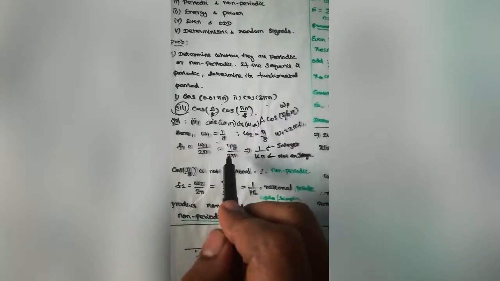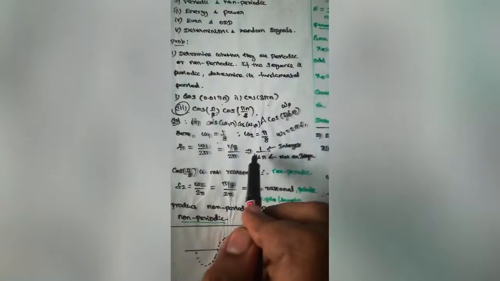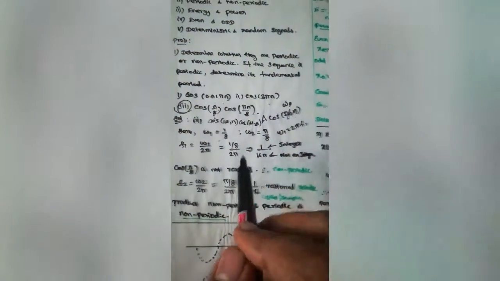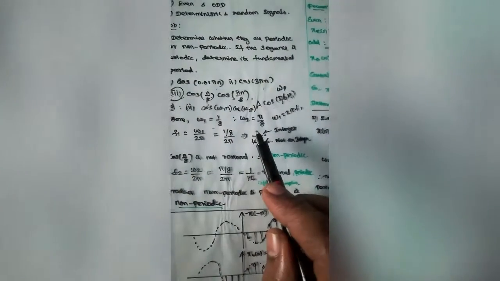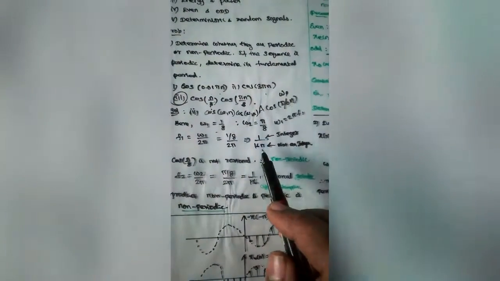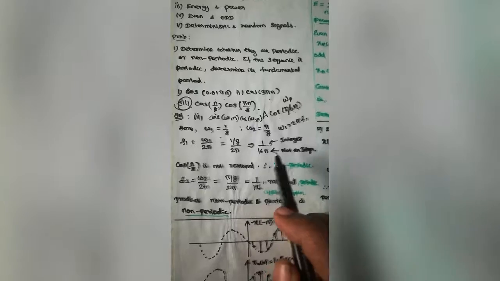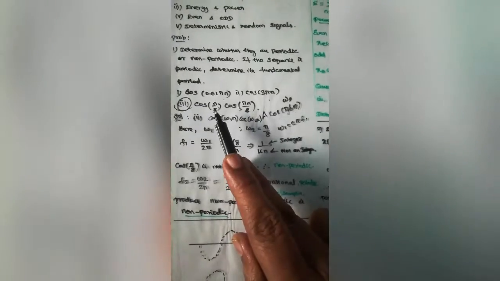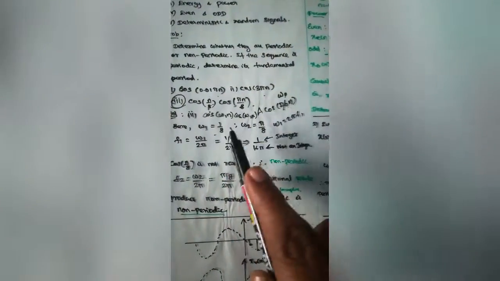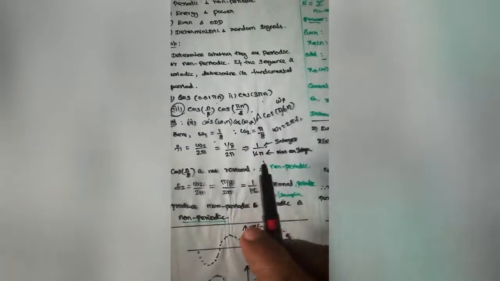Now substitute the value for omega 1, that is 1 by 8 divided by 2 pi, which is equal to 1 over 16 pi. Look at this equation. If both numerator and denominator are integers, we call it a rational number. But here the numerator is an integer, but the denominator is not an integer. So the given signal is said to be non-periodic. Only one part of the signal is non-periodic, not the entire signal.